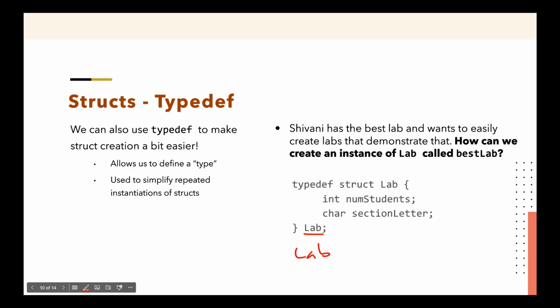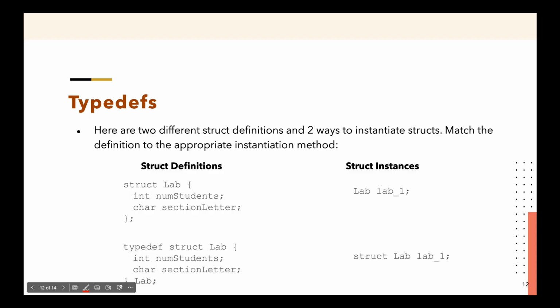So in this case, if we want to create an instance of a lab called best lab, we can just directly use lab best lab like this. And the difference between this and a regular struct declaration is that a regular struct declaration would just be like struct lab, and then we wouldn't have the type at the end. And to declare that, we would have to write out struct lab and then best lab, which is a bit more inconvenient. So that's why we have typedefs, to make this whole process a bit more convenient in terms of using them. So let's match these up now.